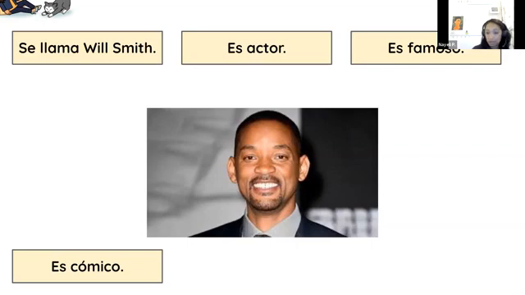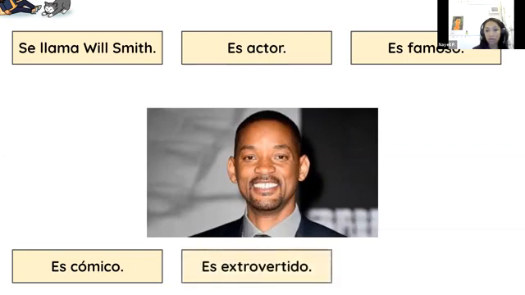Es famoso. You can also add the word muy, M-U-Y, to say es muy famoso. It's very famous. Will Smith is very famous. Will Smith es muy famoso. Es cómico. Es actor y es extrovertido. Es extrovertido. Will Smith es extrovertido.